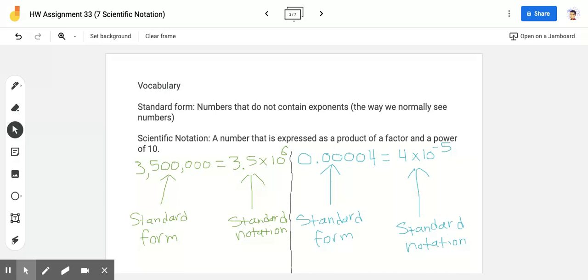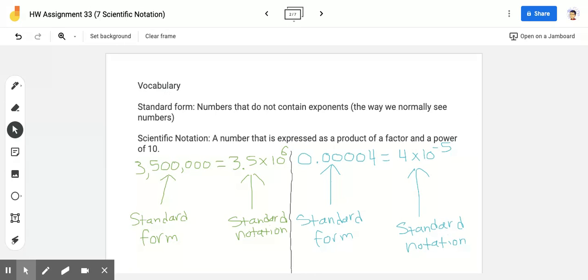Notice right now that this number has a positive exponent. So it has 10 raised to the power of 6. Okay, 3.5 times 10 to the power of positive 6. And it's like that because it's a very large value. You know, we say a value that is greater than 1. Greater than 1, we're going to use a positive exponent.